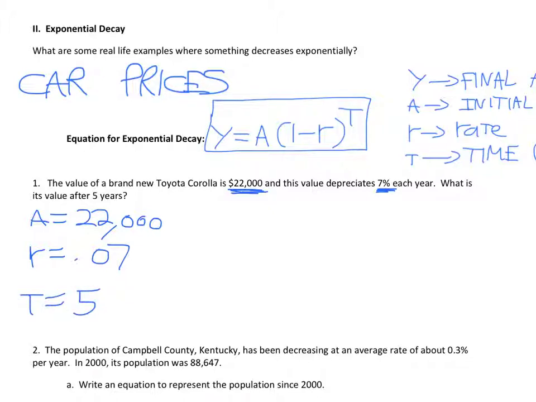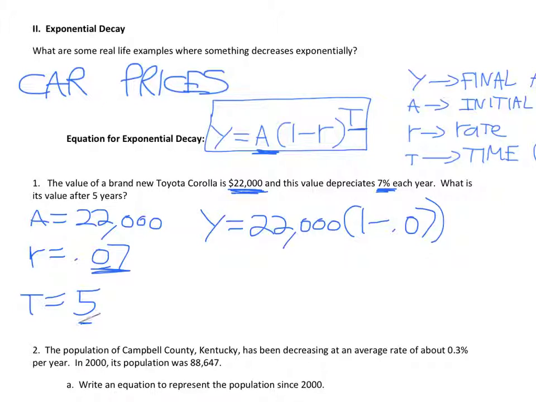So what it asks us to find is the final amount after 5 years. So we want to find y. We'll put y equals, this A value is the 22,000. Then we're going to have 1 minus r, which is the 0.07. This is raised to the t, and t in this case is 5. And that's pretty much it. That's all you have to do.